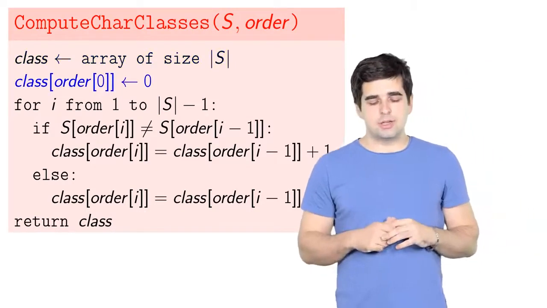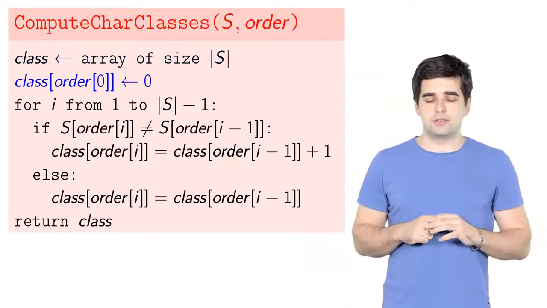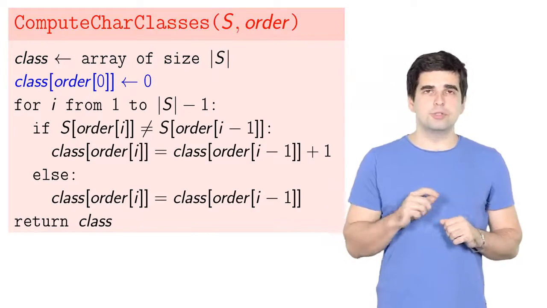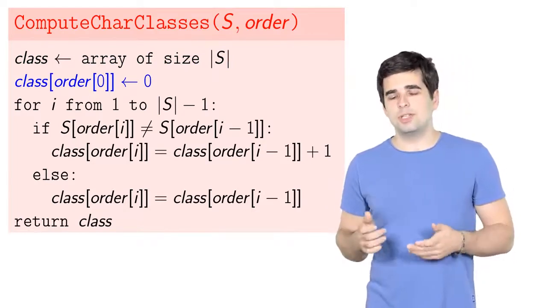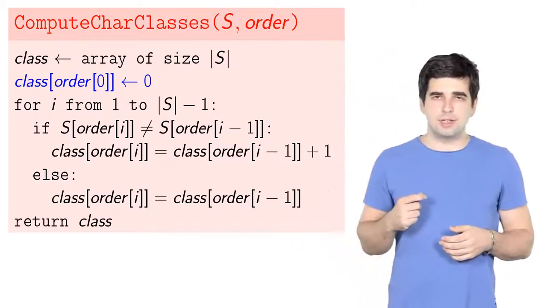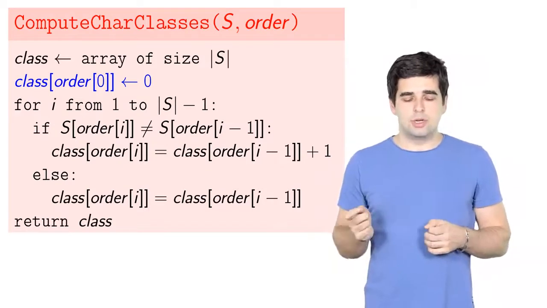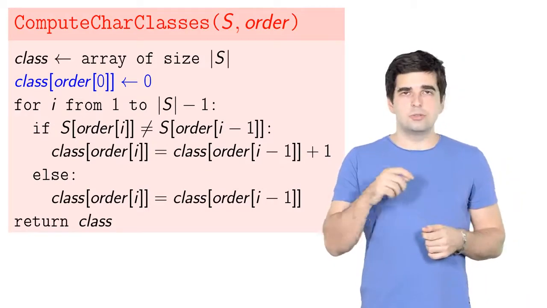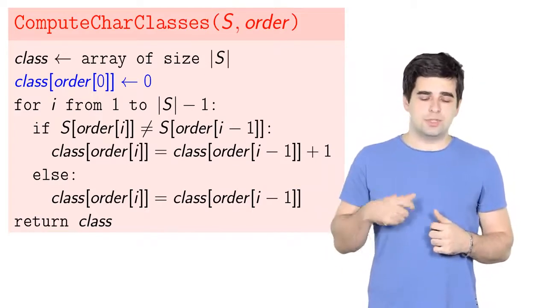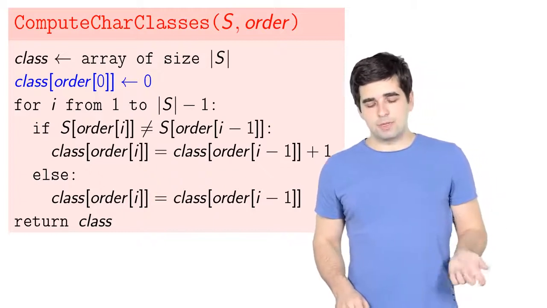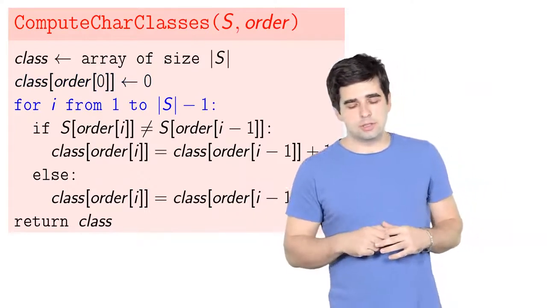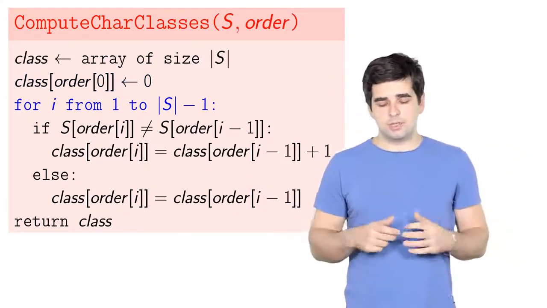We also initialize the first value of this class array, but we don't initialize class of 0. We initialize class of order of 0, because order of 0 is the position in which the smallest character in the string occurs, and we initialize this character with class 0. So we assign class of order of 0 to 0, saying that the character in position order of 0 has equivalence class of 0. And then starting from the second character in order and up to the end, we go through the characters of the string in order and we assign classes.